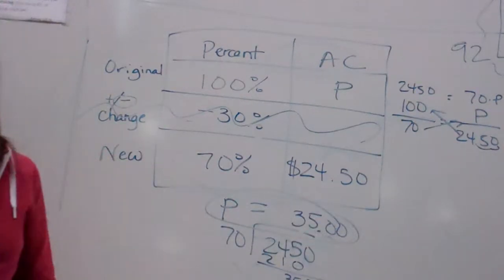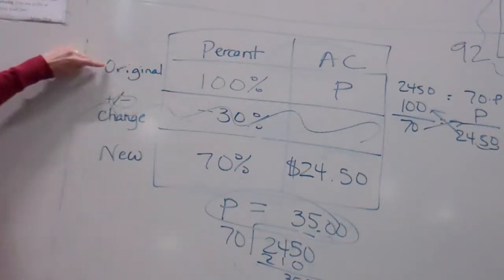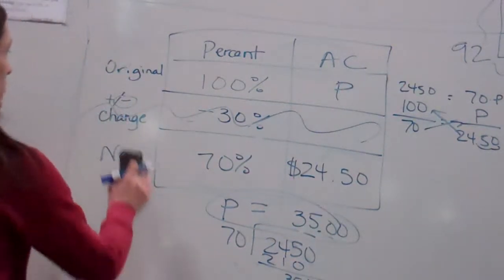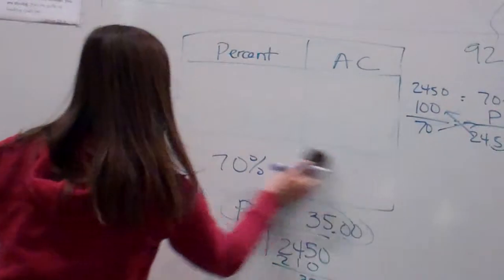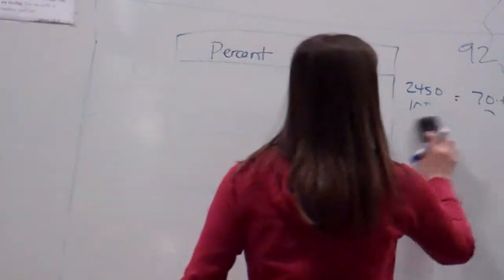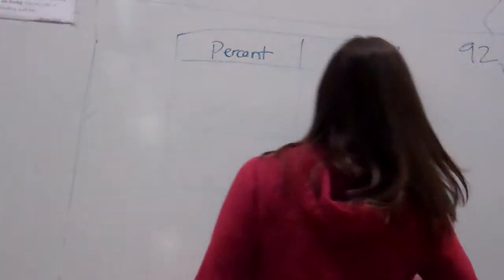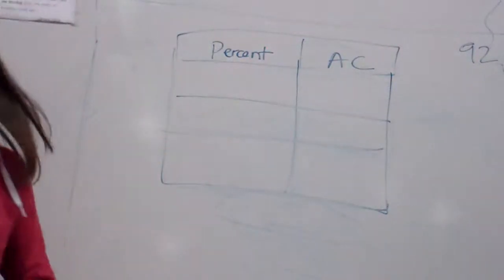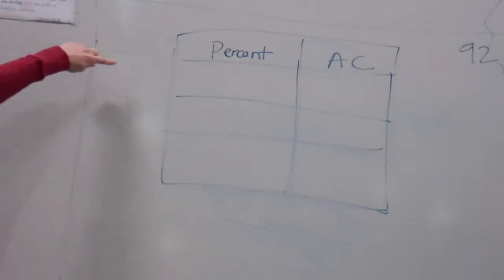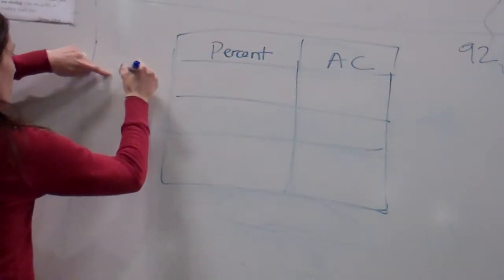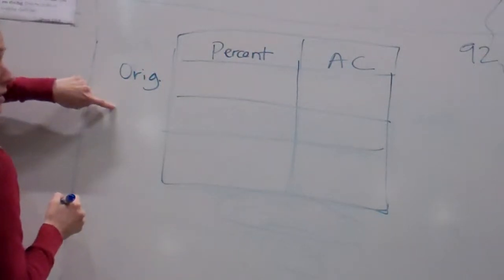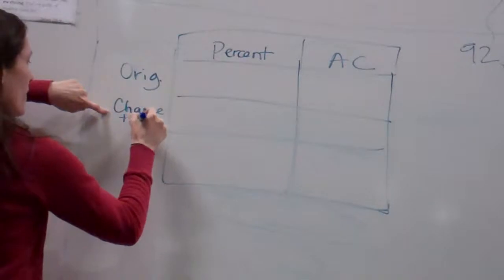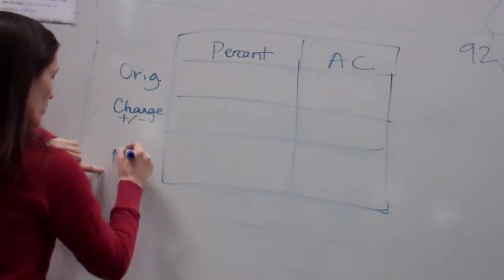The hardest part is just figuring it out. Once you know how it's supposed to be set up, just inserting the numbers and performing it is really easy after that. Okay? Let's do another one. I want to make sure y'all are getting where to put the numbers and such, because that's the hardest part. Okay? What's supposed to be right here? Original. We'll put a ridge. Change. Whether it's plus or minus, and then this is new.